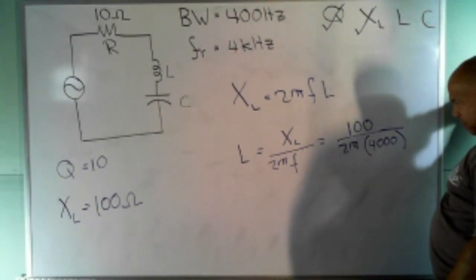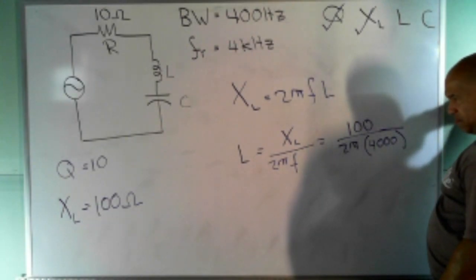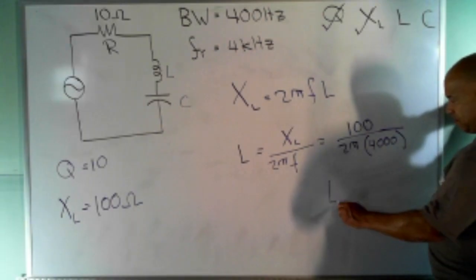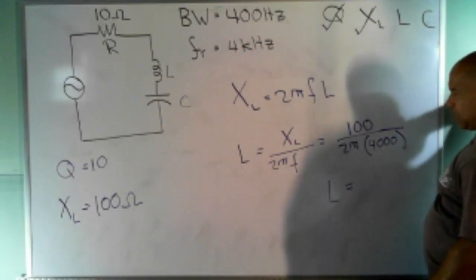What do you get when you do that? 100 divided by 2 divided by pi divided by 4,000 is what?